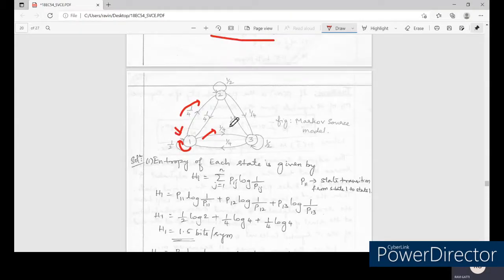Similarly, I need to calculate the entropy of the second state. You can see here that in state 2, it emits a particular symbol with probability 1/2 and remains in state 2 only. Along with that, it emits two more symbols: one with probability 1/4 moving to state S3, and one more moving to state P1 with probability 1/4.